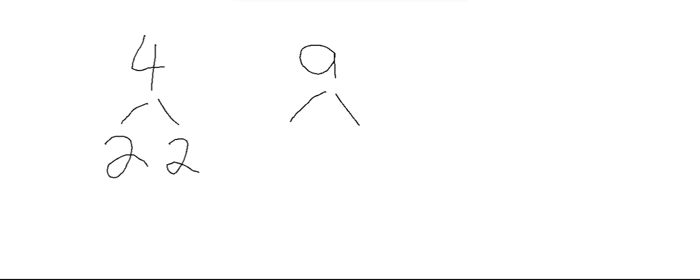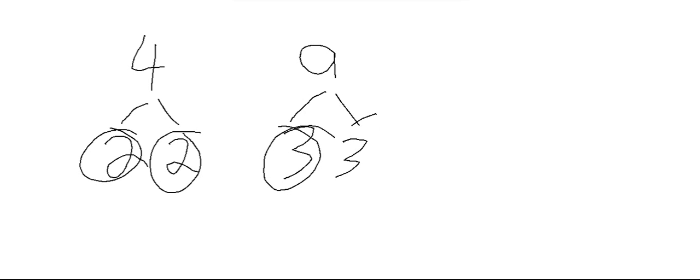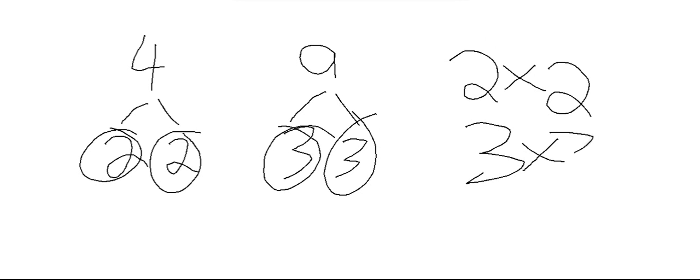Now, let's give this example of, let's say, 4 and 9. 4 is 2 times 2. 9 is 3 times 3. And as you can see, there are no common factors, so the GCF is 1.